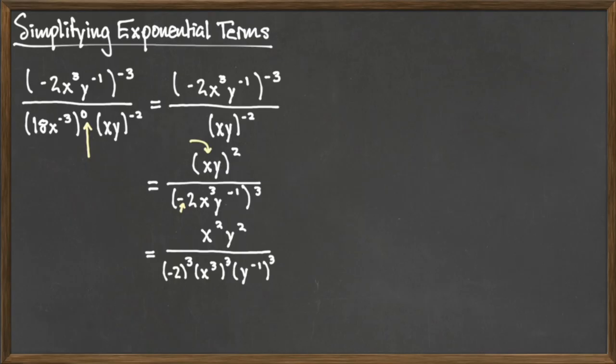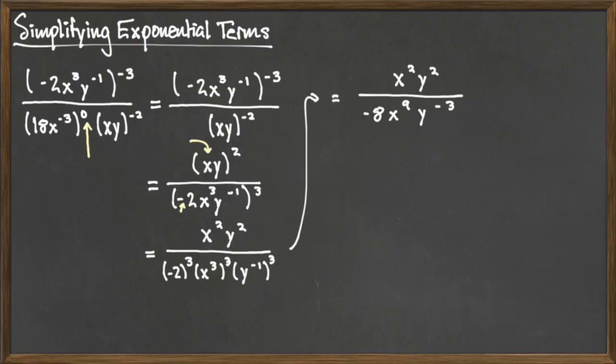That minus 2 to the 3rd will become negative 8, but our other terms exercise the ability to take a power to a power and turn it into a product of exponents. This results in the expression x squared y squared divided by negative 8 times x to the 9th times y to the negative 3rd. Now that these outermost exponents have been taken care of, we can simplify this problem like we did in the two previous steps.